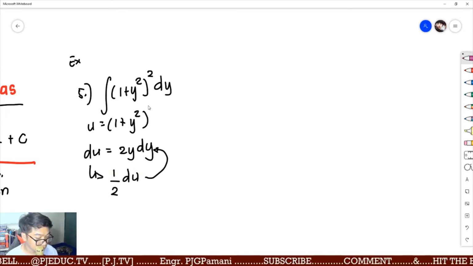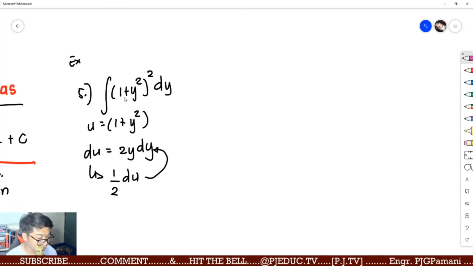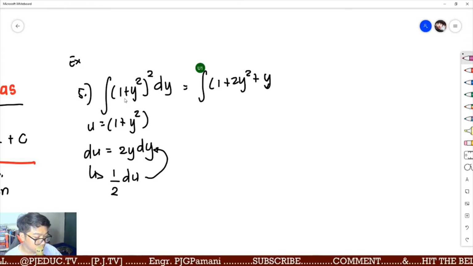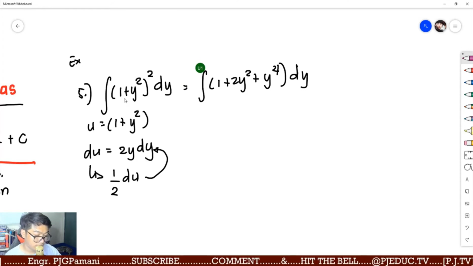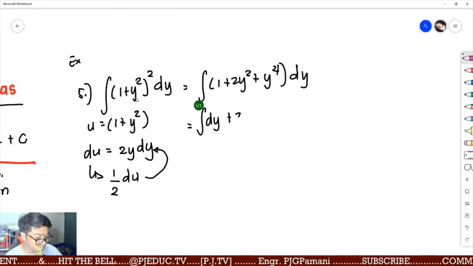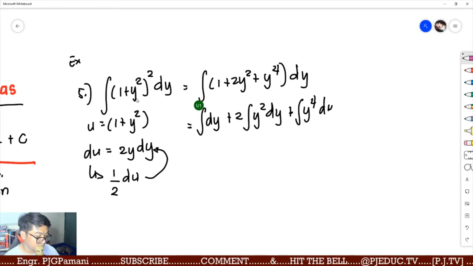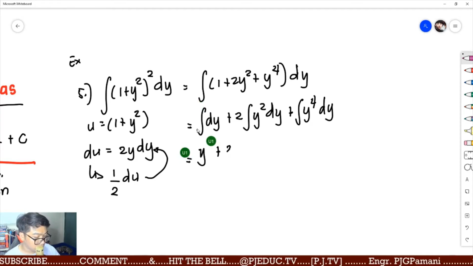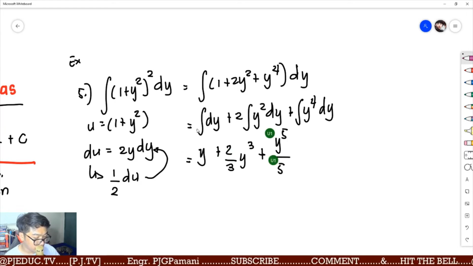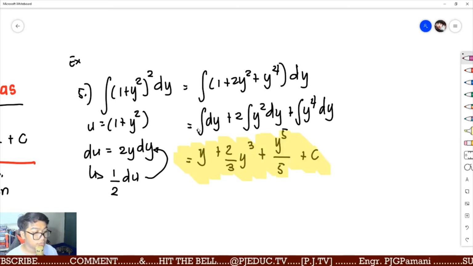Okay? So with that said, ang pwede lang natin gawin with this one is to basically expand the term. So expand natin si term gives us 1 plus 2y squared plus y raised to the 4th, then dy. Then distribute your integral sign: dy plus 2y squared dy plus y raised to the 4th dy. Kayo nang bahala. That is y plus 2/3 y cubed plus y raised to the 5 over 5 plus c. Gives us our final answer.